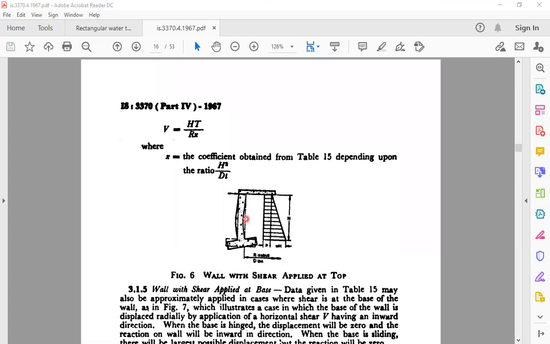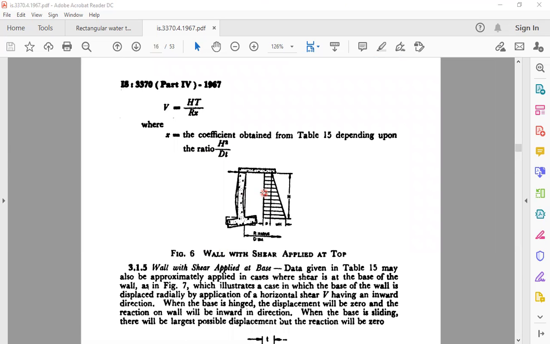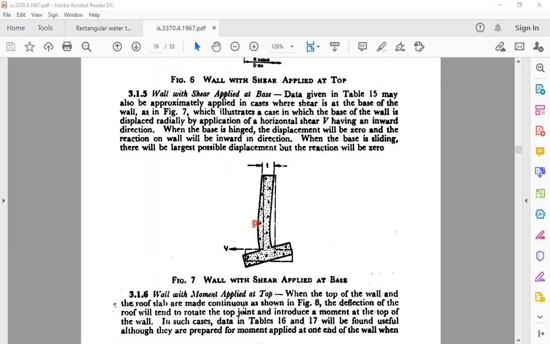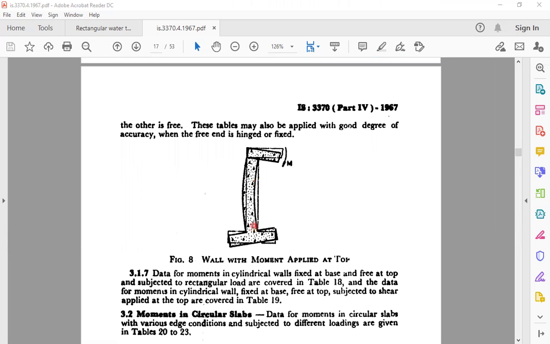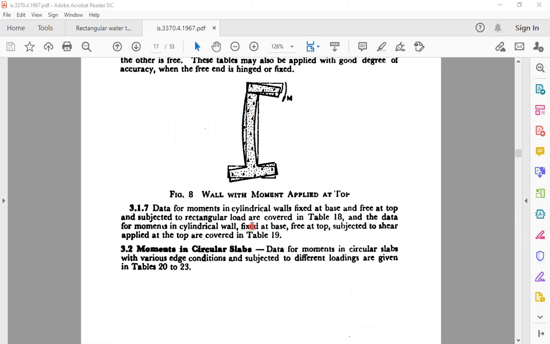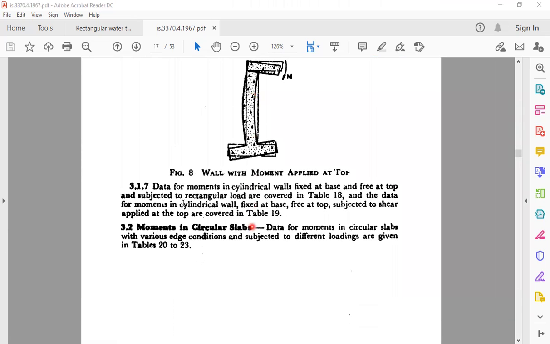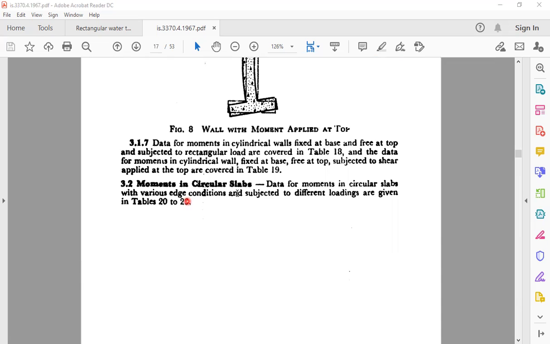Another case here is a wall with shear applied at the top, meaning there will be a slab above the top portion. That is a condition here. So we have different conditions here with different types of tanks. And we have the moments in the circular slab.